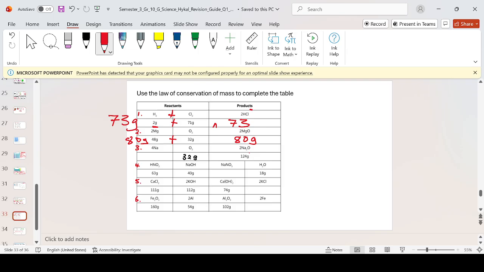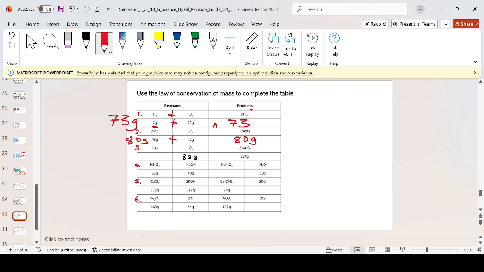Here I have, is this 100? It's 10. Let me zoom it. What is this mass? I don't see it clearly. Yes, it's 160. So here I have 160 plus the 54. How much is it? You get the mass. Now we come to the reactants.